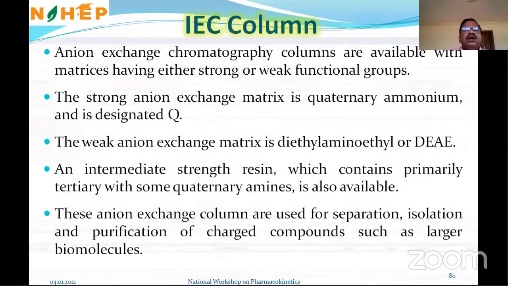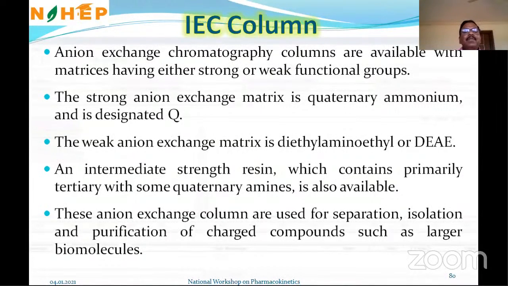Coming to the ion exchange chromatography column. Ion exchange chromatography columns are available with matrices having either strong or weak functional groups. The strong anion exchange matrix is a quaternary ammonium and is designated as Q, whereas a weak anion exchange matrix is diethylaminoethyl. And of course, there is the intermediate strength resin, which contains primarily tertiary and some quaternary amines.